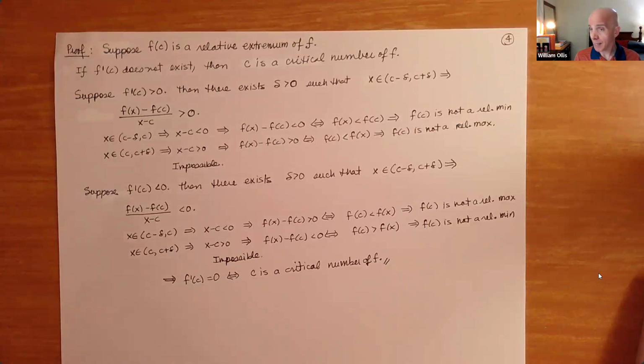I mean, it could be the case that f prime of c does not exist, like we see with f of x equals x to the 2/3, that very famous function that has the cusp at 0.